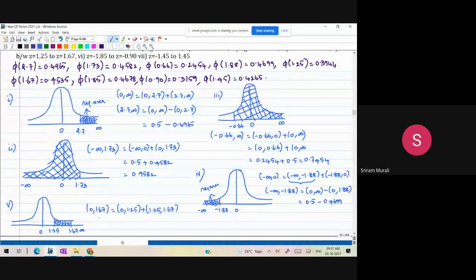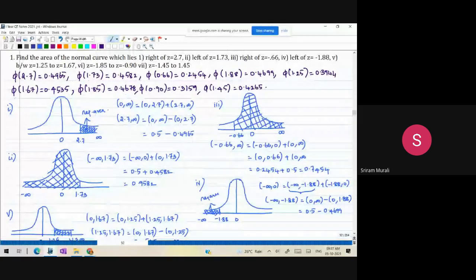So 1.25 to 1.67, you have it as it is. You bring the 0 to 1.25 to the other side. Now what is the answer? This is equal to 0.4535 minus 0.3944. Have you all understood?